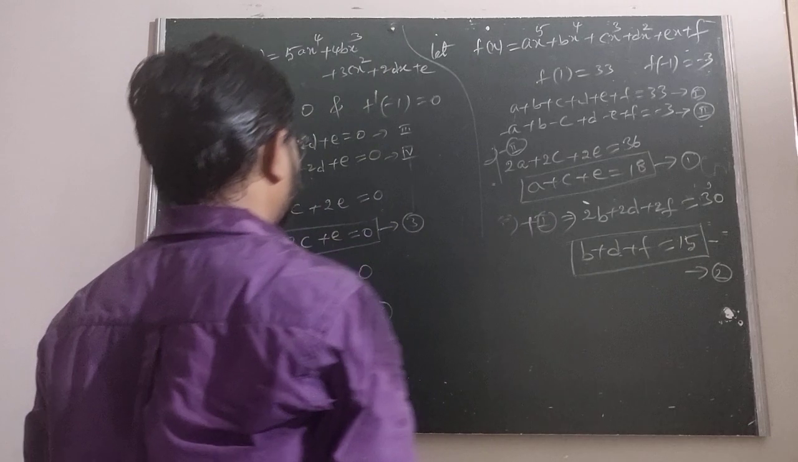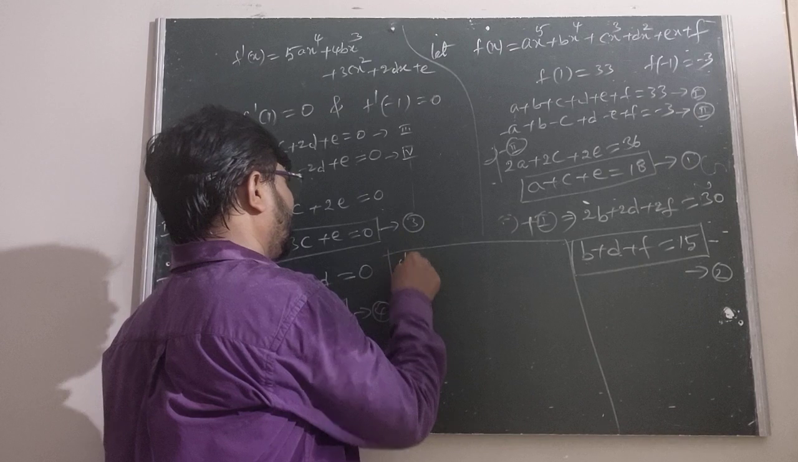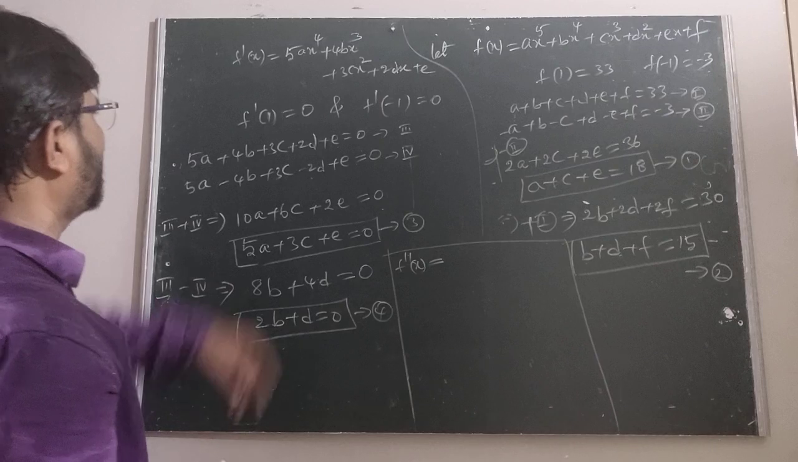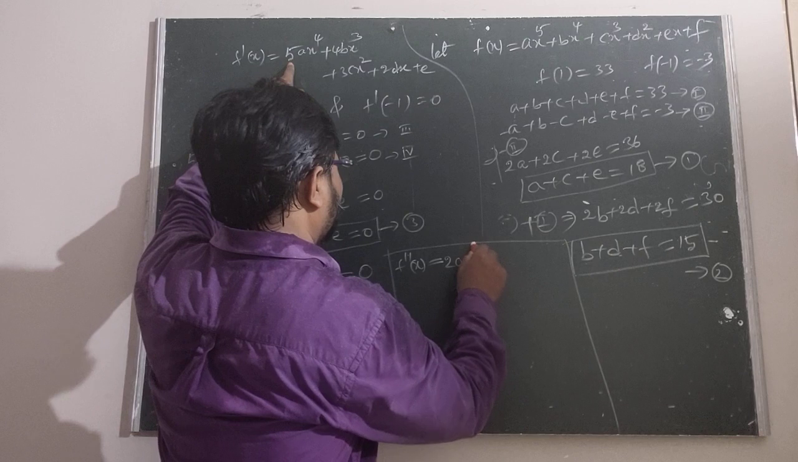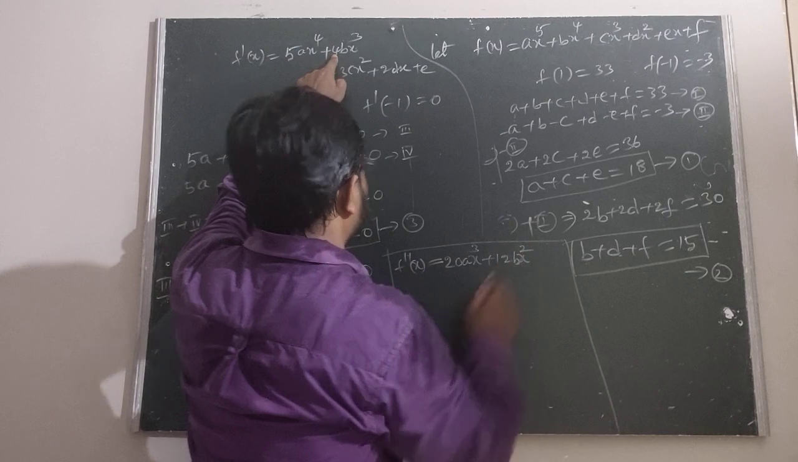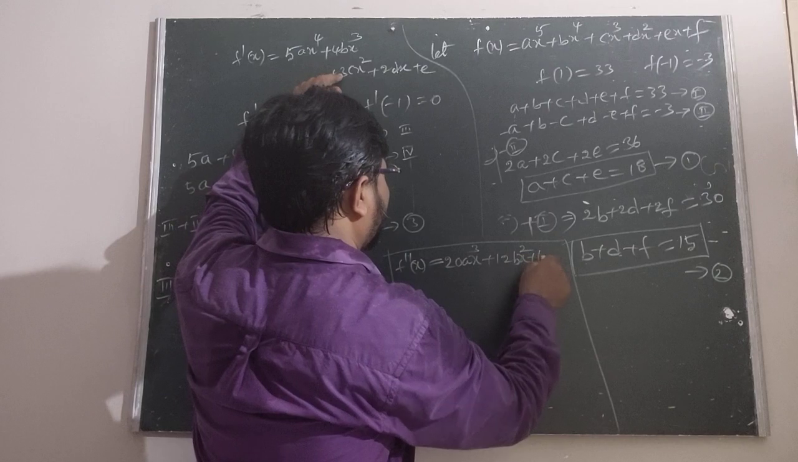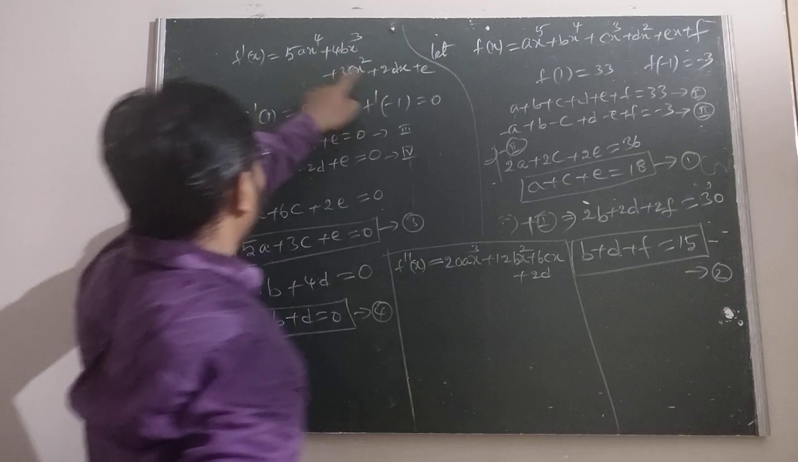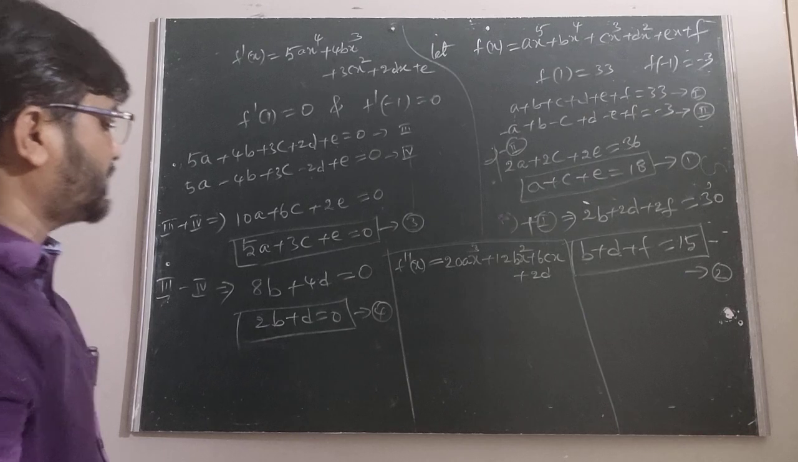Now again we have to find f double dash of x. f double dash of x is 5 into 4, 20x cube. After that 3 4s are 12bx square. After that it is 6cx. Then it is 2d. So f double dash of x is 20ax cube plus 12bx square plus 6cx plus 2d.